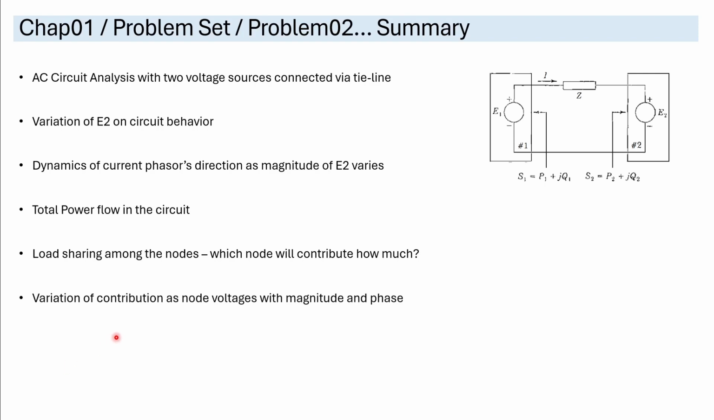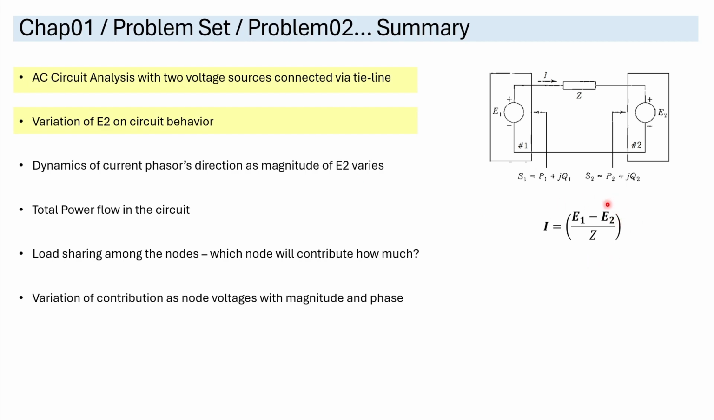To conclude, let's quickly summarize the key concepts we've covered in this discussion. We began with a fundamental circuit, two ideal voltage sources, modeled as infinite buses, connected by a tie line with a specified impedance. Our primary goal was to analyze how the circuit current responds to variations in the magnitude and phase of the bus voltage, E2.